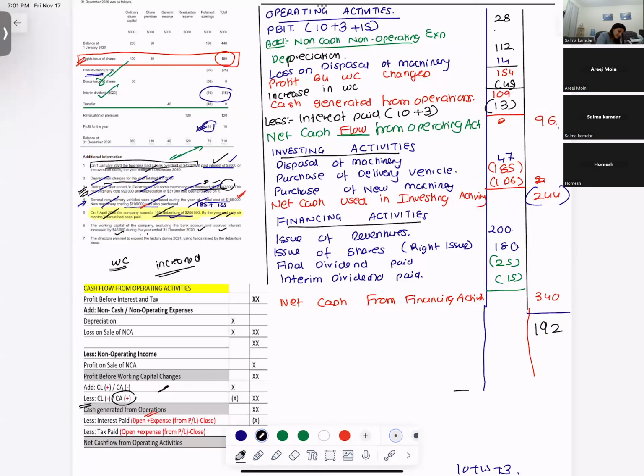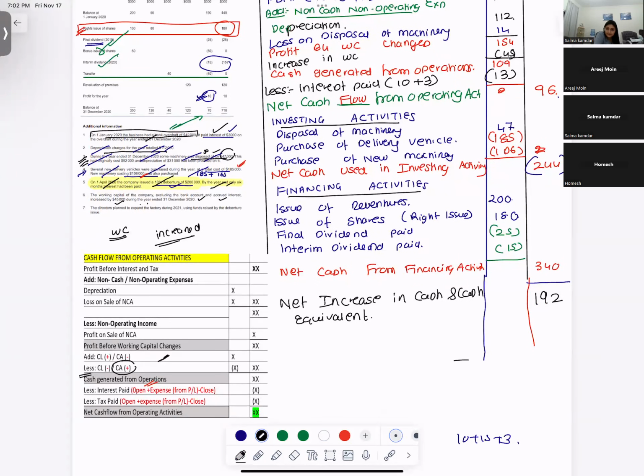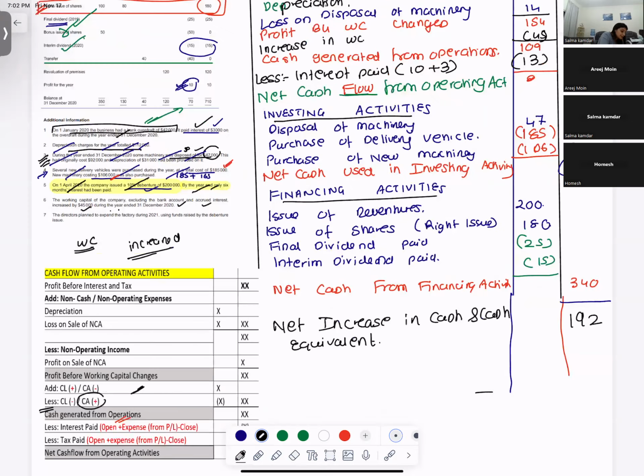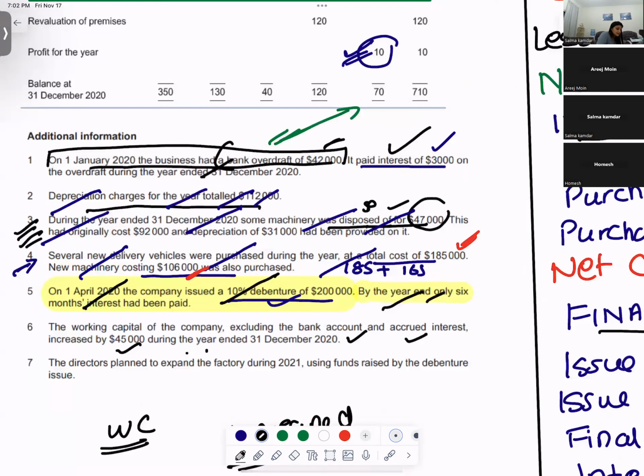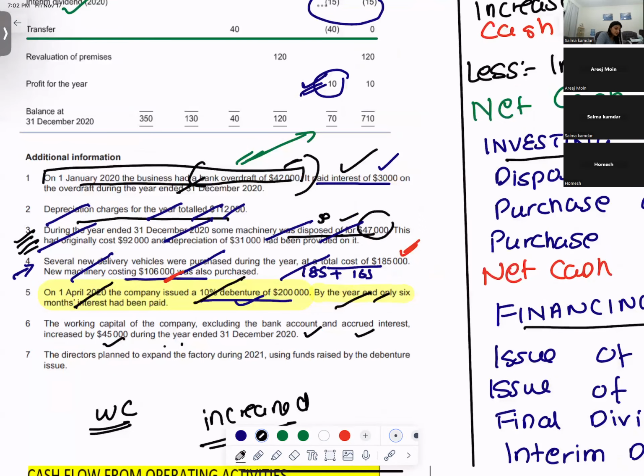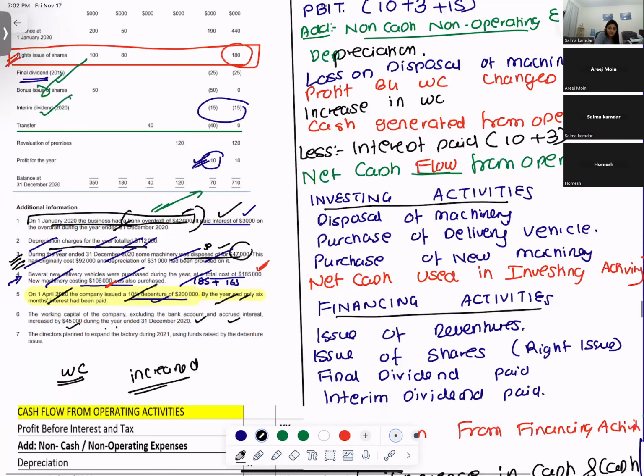Net increase in cash and cash equivalent. Yes. Then what will you do? You'll add the opening cash equivalents. Was it an overdraft opening cash and cash equivalent? Yeah, it had an overdraft, so it's negative 42.